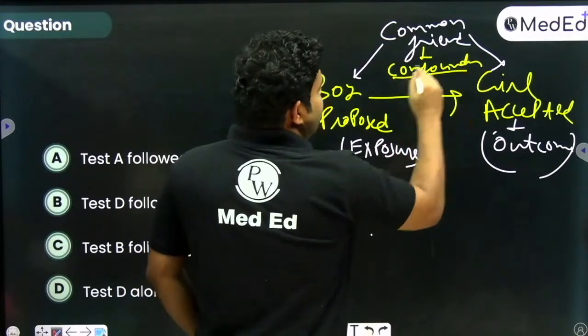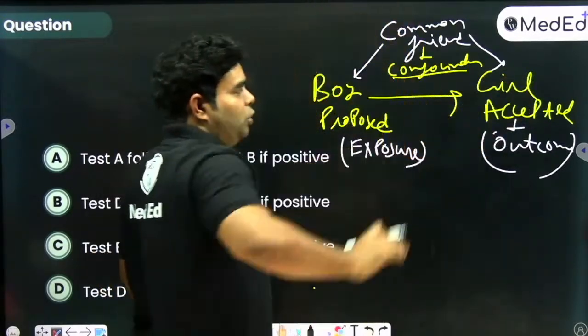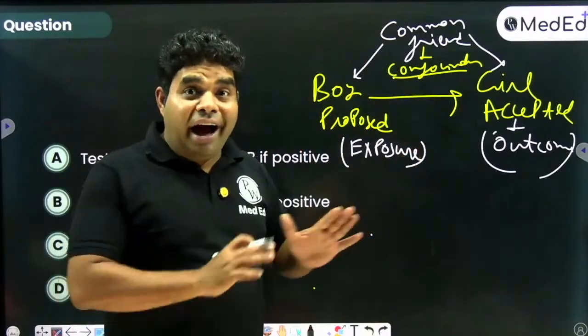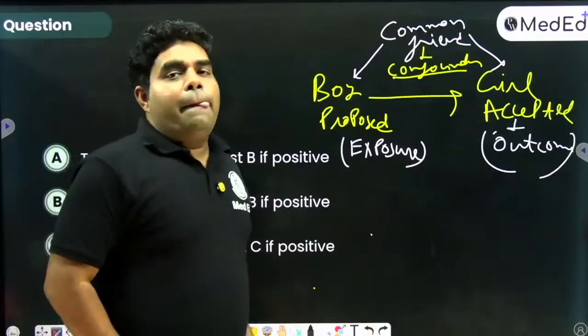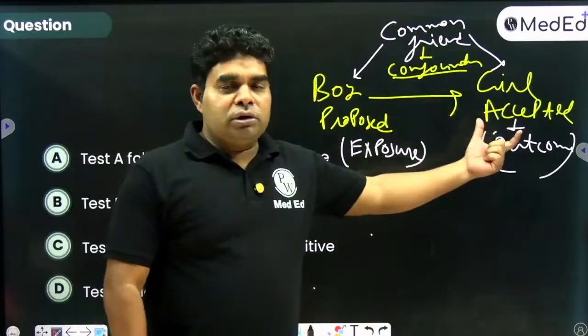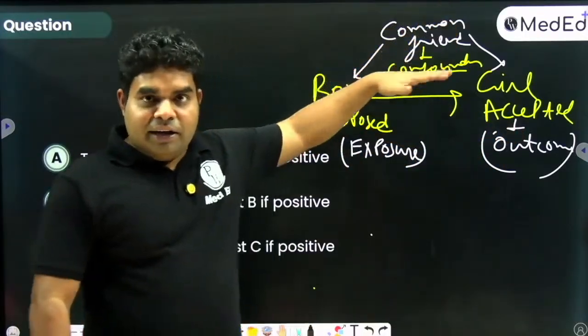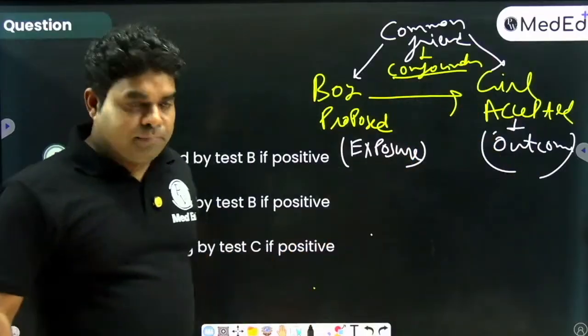confounder वो होते हैं जो exposure outcome दोनों से जुड़े होते हैं और दो ग्रुप में unequal बटे हुए होते हैं. Confounders are unequal in the two groups and related to both exposure and outcome, and they are external factors. They do not come in the causal pathway.